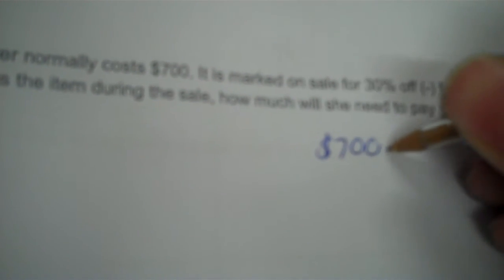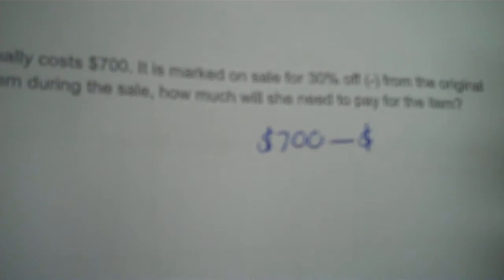And story problems. A lawnmower normally costs $700. It's marked on sale for 30% off, which means you're subtracting from the price. Beth buys the item during the sale. How much will she need to pay for the item? So we take this $700 and we need to minus, but when we minus it has to be a money amount. It can't be the percent.